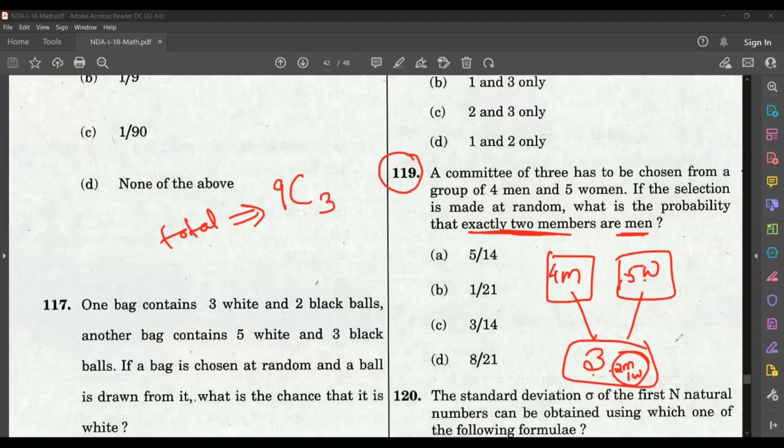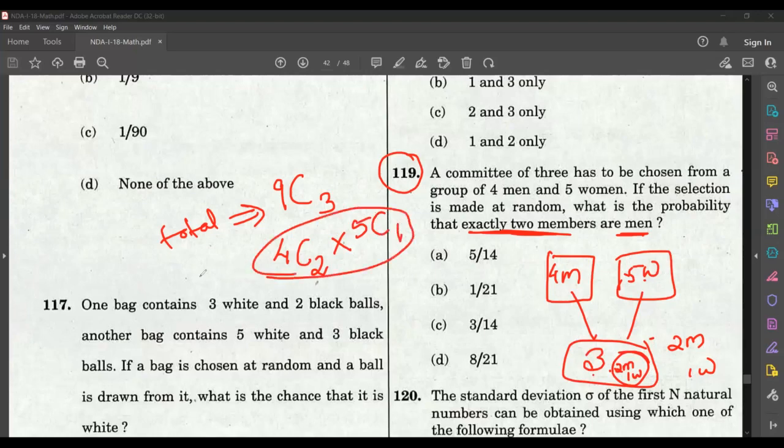Now, the condition should be like 2 men and 1 woman. 2 men and 1 woman, isn't it? Because exactly 2 men they are saying. So that means from these 4 men, you need 2 men. So 4C2. And from these 5 women, you need 1 woman, isn't it? So from these 5 women, you need one woman. So 5C1.